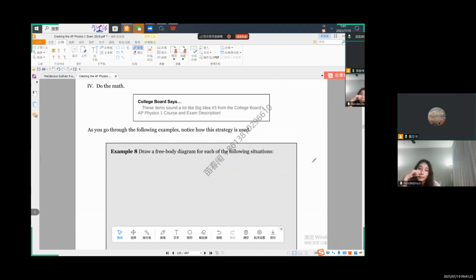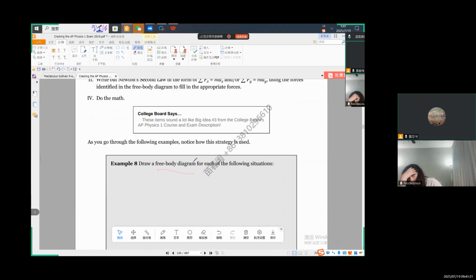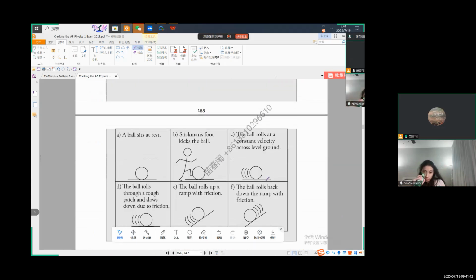Draw a free body diagram. Free body diagram is the force diagram, right? Draw all the forces. A free body is just you are free and all the forces on you and how you're going to behave, so I just call it a force diagram sometimes. So a ball sits at rest. What are the forces? Gravity. That's the only force? Yeah, that's the only force.